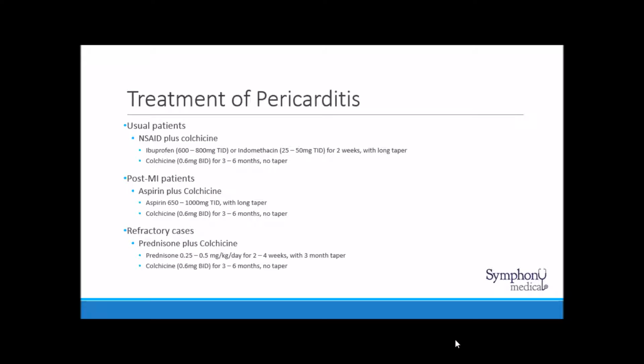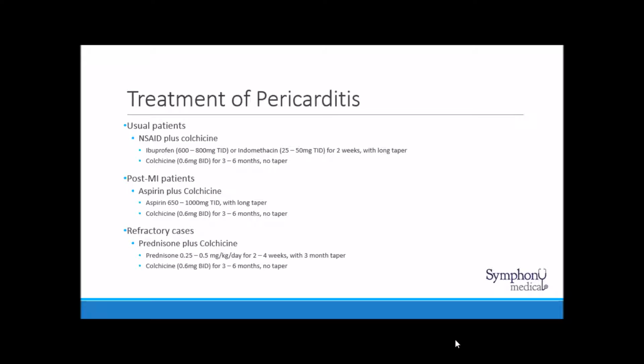Okay, so how do we treat pericarditis? There are usual patients, there are post-MI patients, and there are refractory cases. In the usual patient, you want to put them on an NSAID with colchicine, okay? The NSAID should be relatively high dose for 2 weeks, and then they should have a long taper. We're talking months, okay? 4-week taper, not long enough. Most authorities recommend like 5 to 8 weeks, sometimes 12 of a taper, okay?